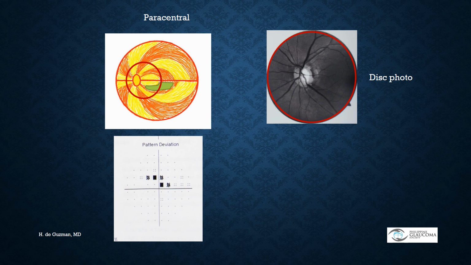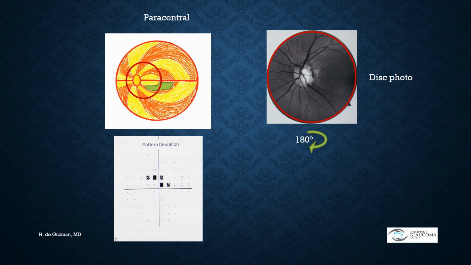This is the actual disc photo that goes with this visual field. See the RNFL wedge defect that corresponds with our paracentral defect. The area encompassed by the disc photo is shown here on the schematic diagram.